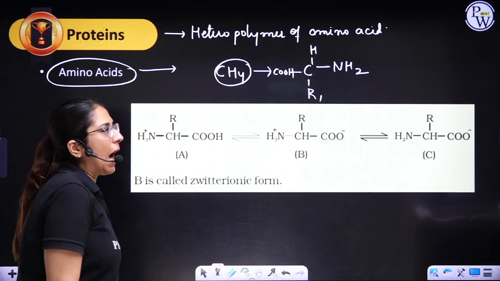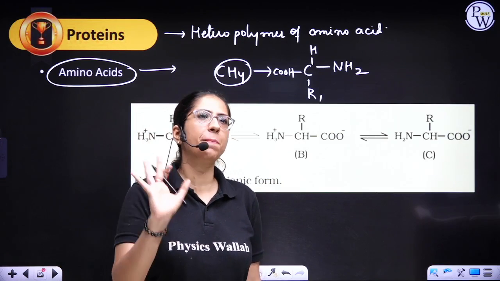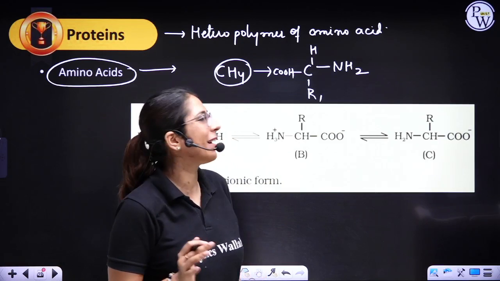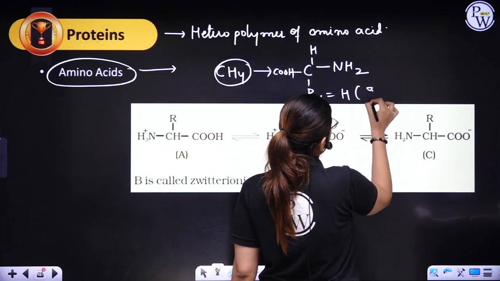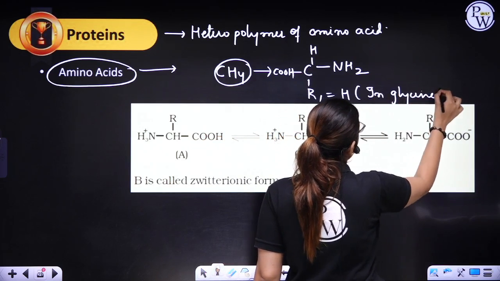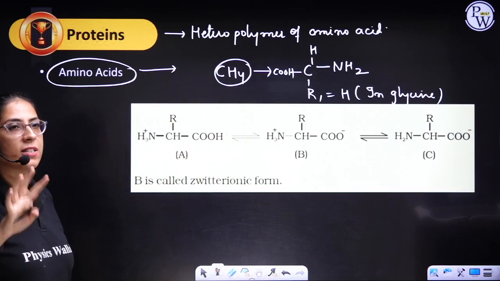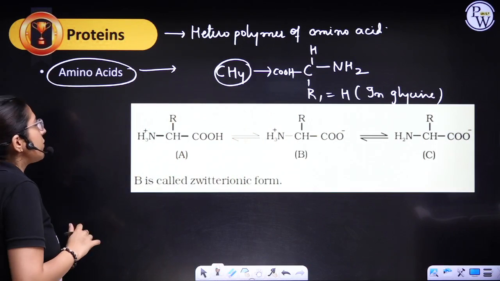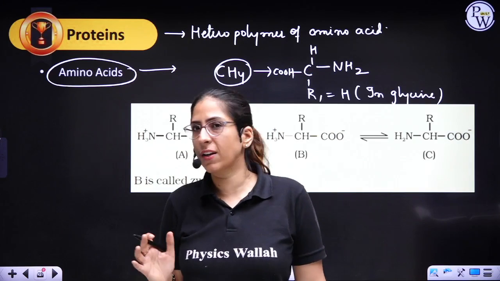Now this R is H only in the case of the simplest amino acid, which is glycine. So R is equal to H in glycine. Whereas in various other types of amino acids, a variable R group is present. This R group is variable. If someone asks you how many amino acids are present, more than 200 amino acids are present.